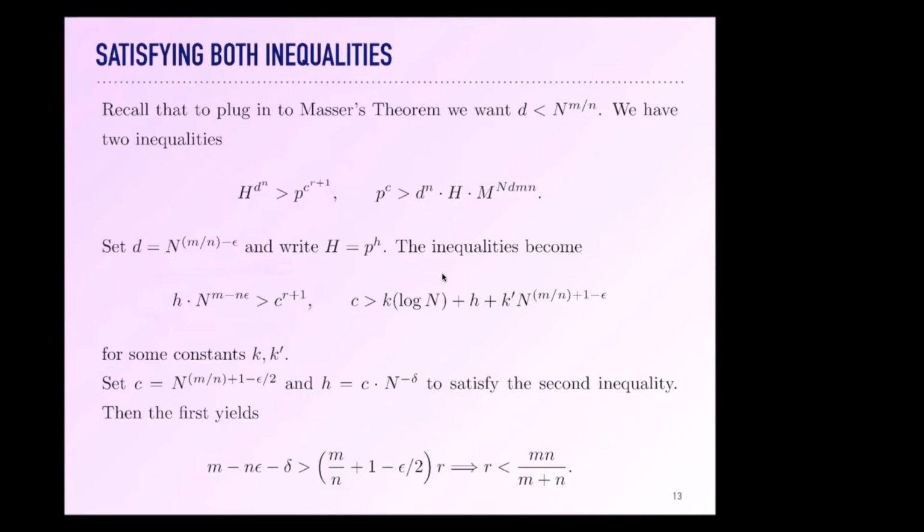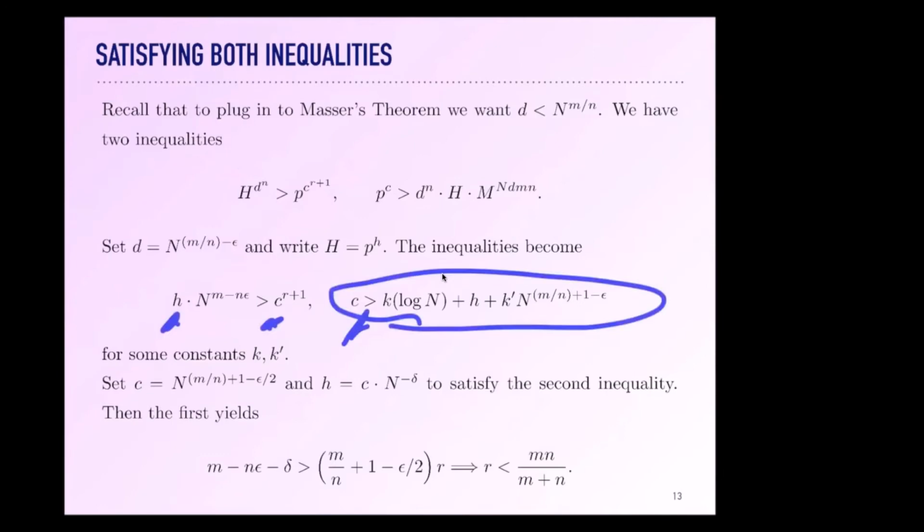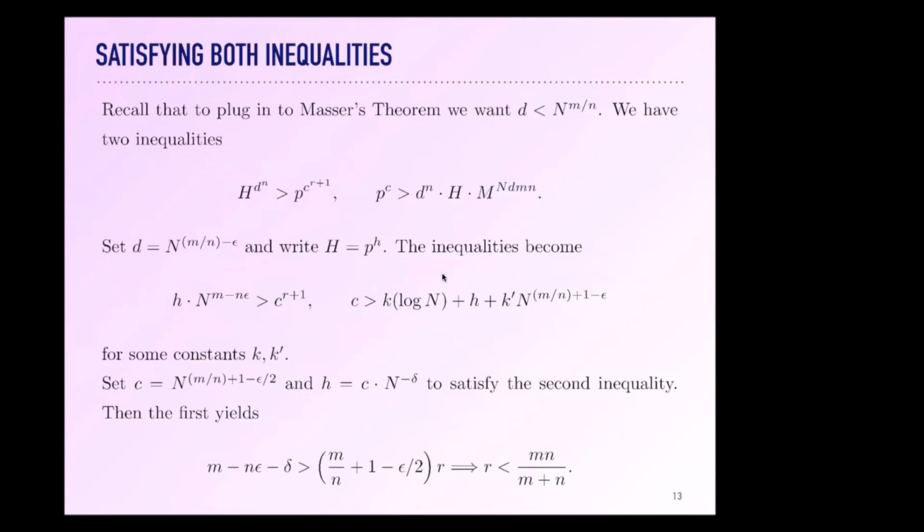Okay, so h times n to the m minus n epsilon is greater than c to the r plus 1, and then this says c is greater than something plus h. So again, these are kind of pulling in opposite directions. H wants to be bigger than c, but then c wants to be bigger than h. Okay, and then I take this capital M, lowercase m, and lowercase n, and they just become sucked into some constant here. Okay, so the k prime is the constant.